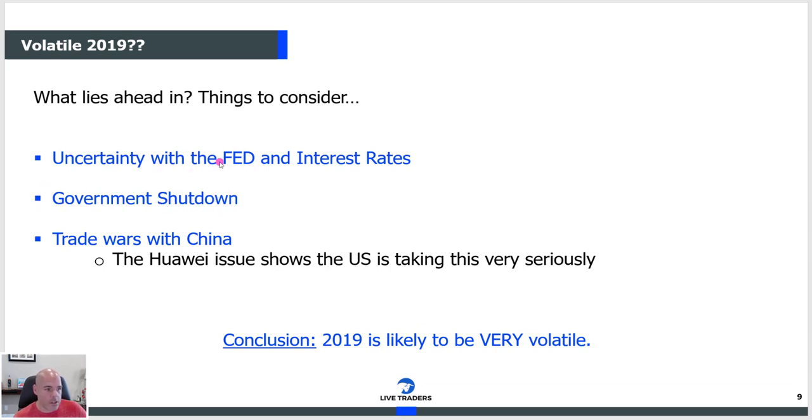Okay, but they're still uncertain with the Fed and the interest rates, right? There's still this tug of war. Should they have lowered rates recently? Should they have kept them the same? Should they have raised them? Because back in December, they were talking about raising rates. We're still talking about trade war with China, right?